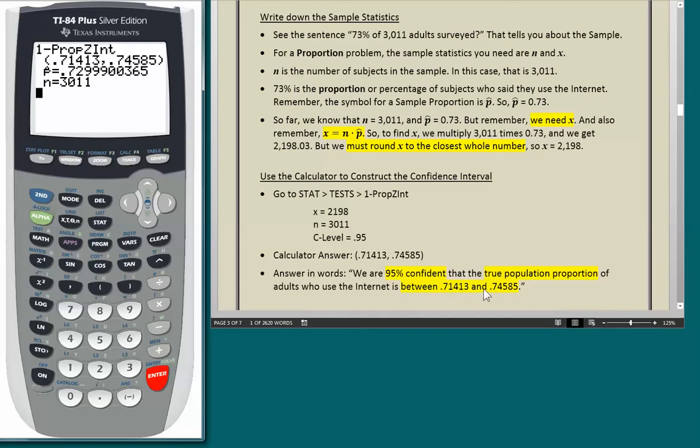We're estimating the population proportion, and we're saying it's somewhere between these two proportions. And we don't know where, only that we're pretty darn sure that it's somewhere in between those two numbers. And that's how these confidence intervals work. You're coming up with an interval or a range of possibilities.